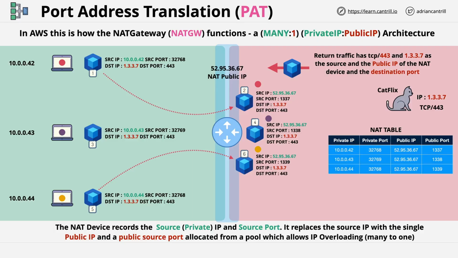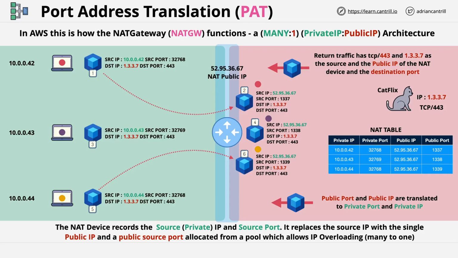So for return traffic, if an entry is present in the NAT table, the NAT device translates the public IP and public port, which are the destination IP and port, to the original IP, which is 10.0.0.42, so the top laptop, and 32768, which is the original source port number.